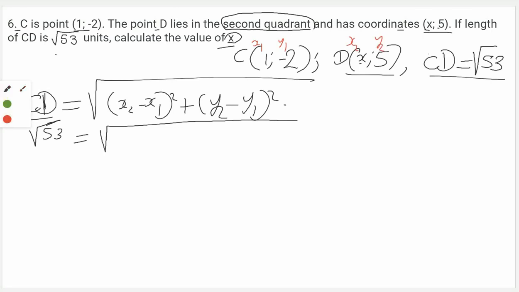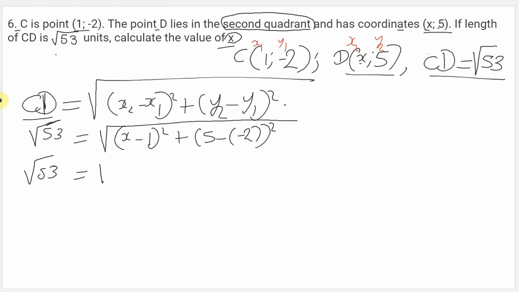Okay, then you write your formula: substitute x2 is x, and then x1 is 1, squared, and then your y2 is 5 and your y1 is negative 2. Then you square that, and then you just simplify what you can simplify. So on this side there's nothing more to do because the square root of 53 is just the square root of 53. It's not a perfect square, let me put it like that. So this means that on the right side we have our (x minus 1) squared, and then here you can just do that straight in the calculator to get an answer of 49, because this will be 5 plus 2, which is 7.